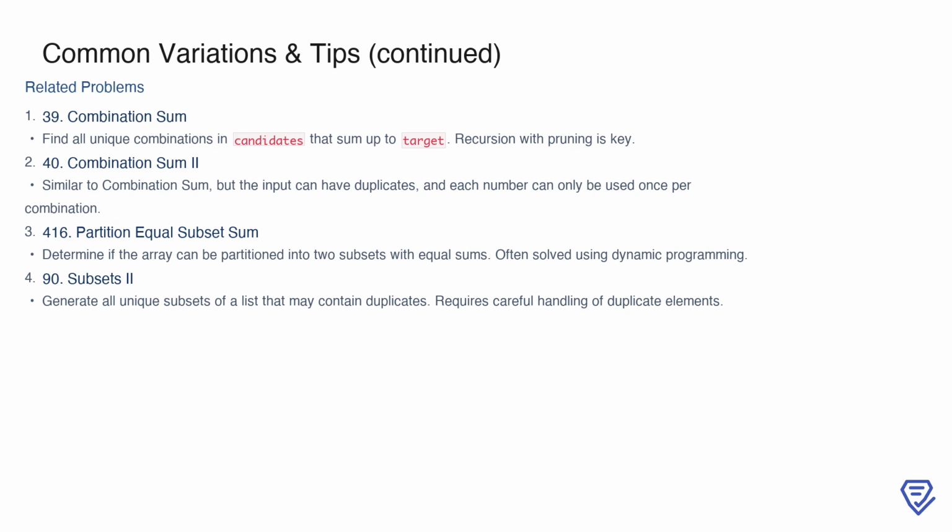Partition equals subset sum, problem 416, involves deciding if an array can be split into two subsets with equal sums and is often solved using dynamic programming techniques. Finally, subsets 2, problem 90, asks for all unique subsets of a list that may contain duplicates. This requires careful handling of duplicates to ensure that no subset is repeated. These related problems highlight how similar concepts, like recursion, pruning, and duplicate handling, recur across different variations.